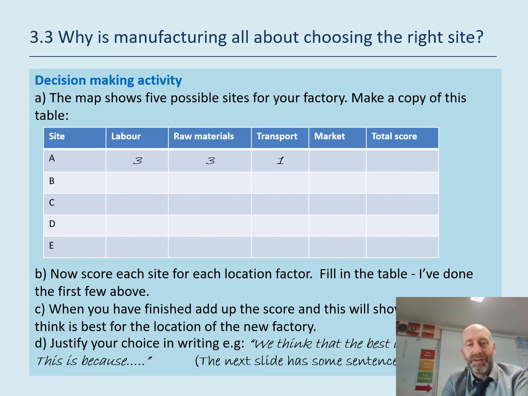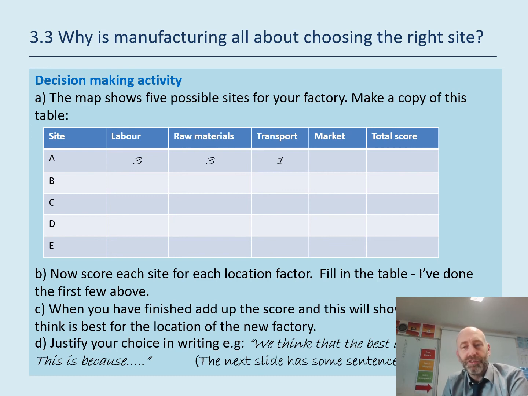And then the final thing I'd like you to do is actually then just write a brief explanation of why that is the best location using the information you've got. Now, I put some sentence starters here. So if I was going to choose site A, if that ended up being the highest score, I might say, I think that the best location is A. This is because it is close to a workforce. It is also, you can add some more information.